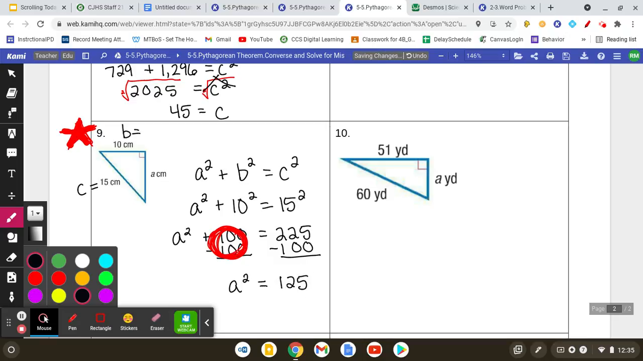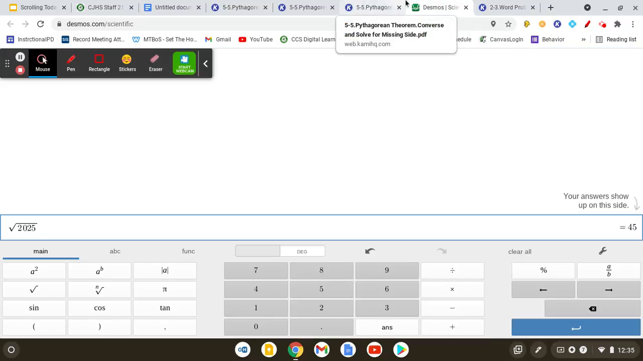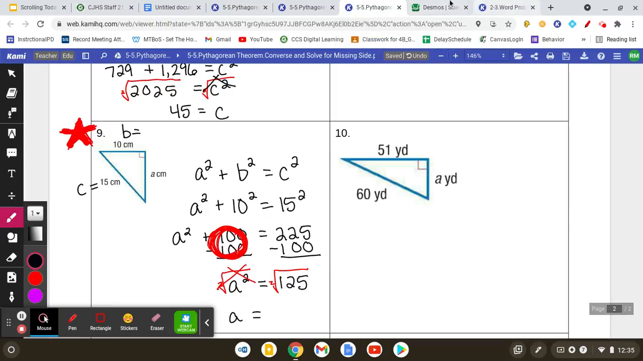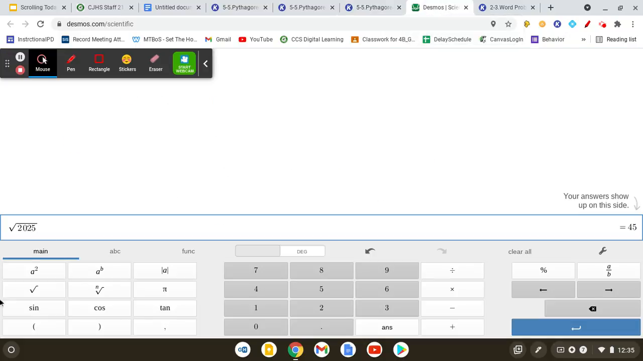And then I'm down to this part where I need to undo the square. And to undo the square, I'm going to take the square root of both sides. Okay, take the square root. I'm left with a equals square root of 125. We could approximate that, but on this unit we are using calculators, and it does say in the directions that it wants you to approximate it to the nearest tenth. So go ahead, use your calculator.